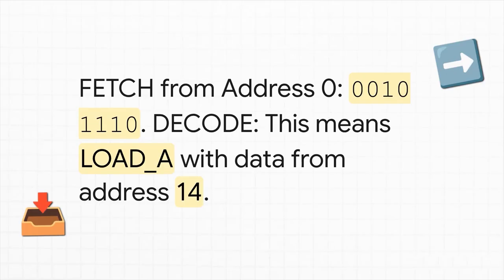Okay, here we go. Cycle 1 begins. The program counter is pointing at address 0, so the CPU fetches that first instruction, 00121110.